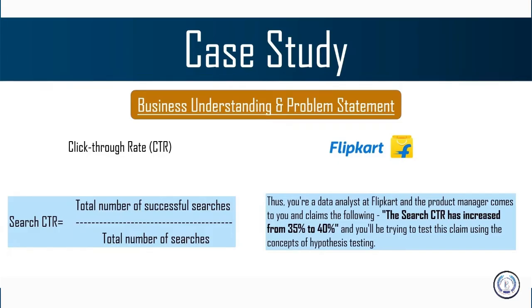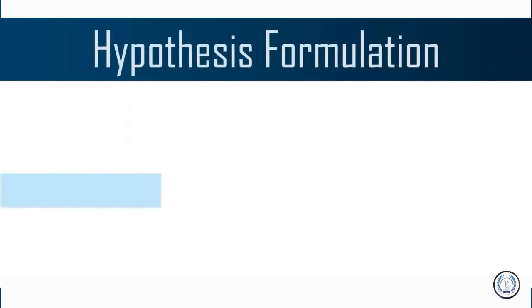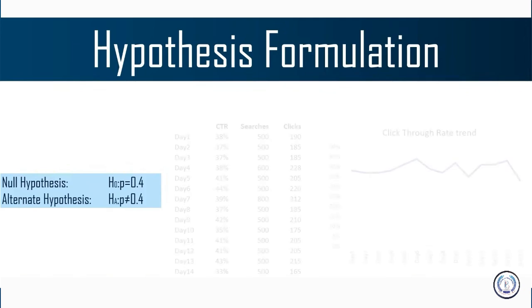Let's dissect the problem statement a bit further, which will help us in hypothesis formulation as well. To summarize, the product manager is claiming that the average population search CTR is 40%. That means out of 100 such searches on the Flipkart website, around 40 searches will result in conversions, meaning successful searches. Using this, we can formulate the null and alternate hypotheses. According to the given claim, as the search rate is 40%, the null hypothesis will be H0: P equals 0.4, and the alternate hypothesis, where we challenge the claim, will be H1: P not equal to 0.4. Now we have taken this data of 14 days.